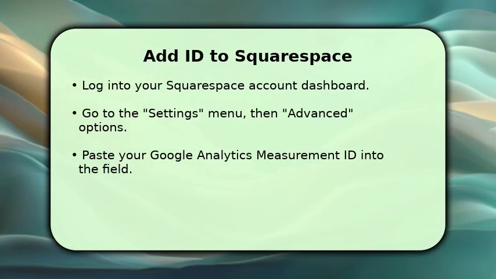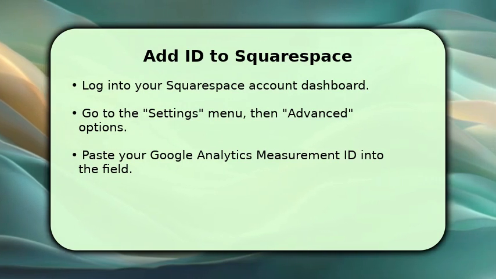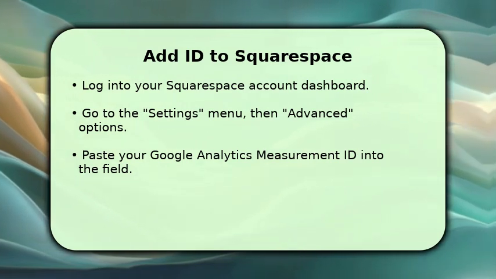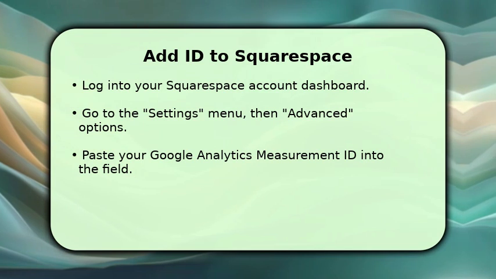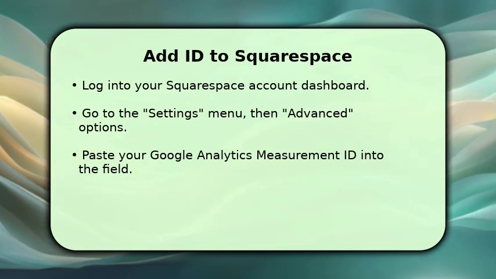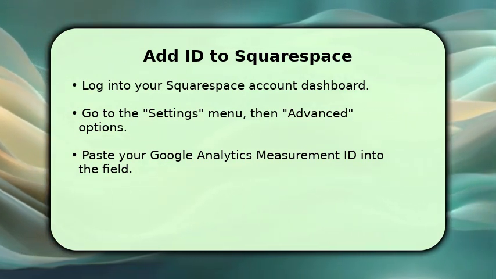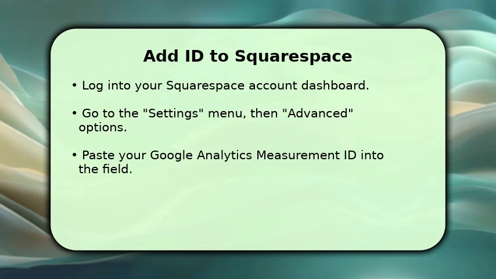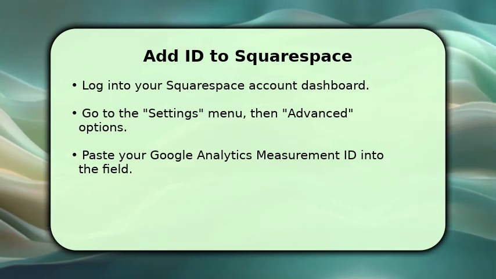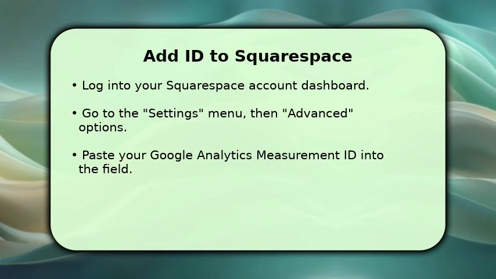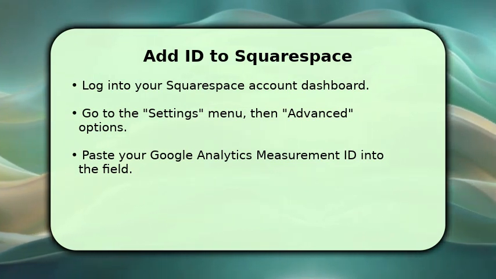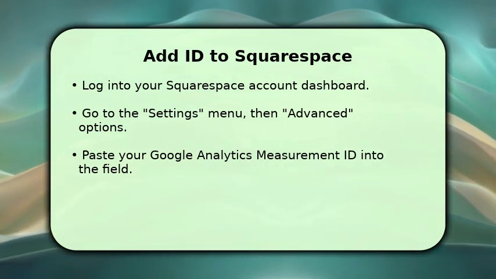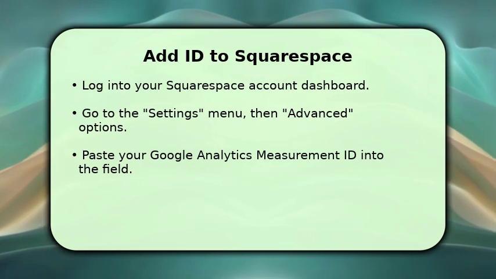Now, open a new tab and log into your Squarespace account. From your main dashboard, navigate to the Settings menu, then select Advanced, and finally click on External API Keys. Here, you will find a dedicated field for Google Analytics. Paste the measurement ID you copied earlier directly into this field. Remember to save your changes to ensure the connection is established correctly.